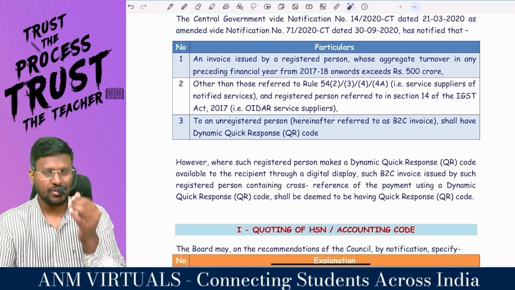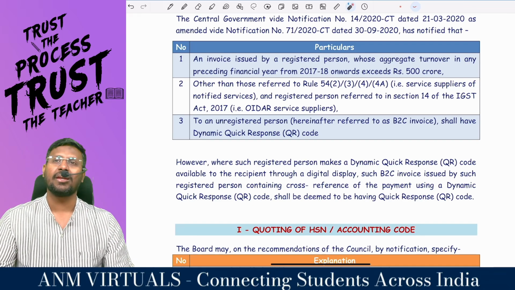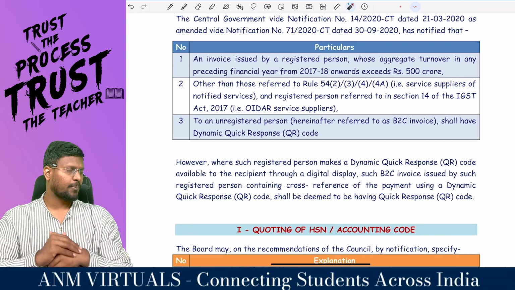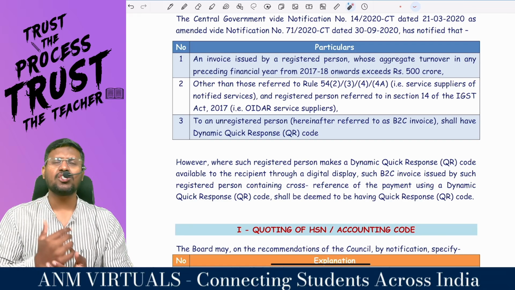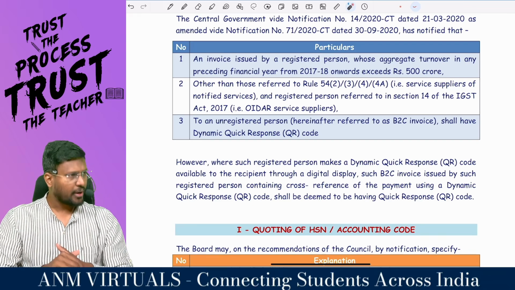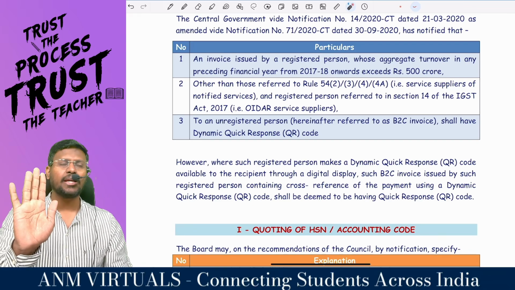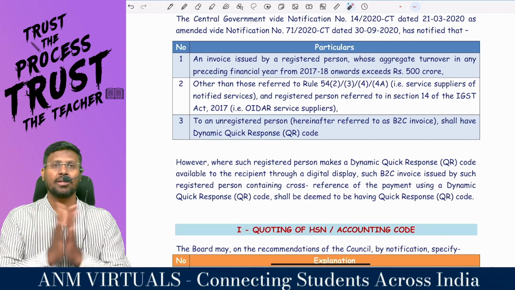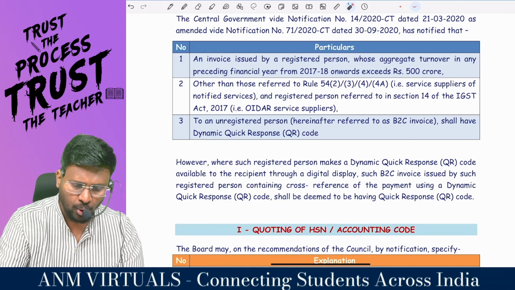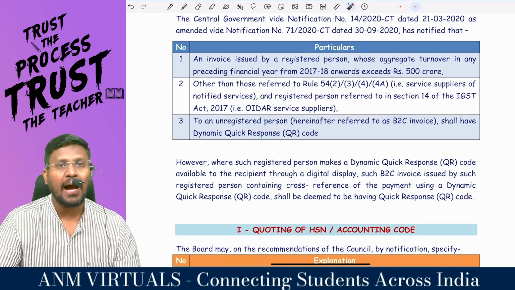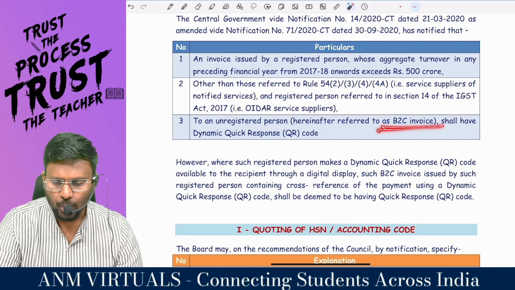The question, a very important question, MCQ will come in the examination: in whose invoice should there be a QR code? You take from financial year 2017-18. If the aggregate turnover exceeds 500 crores, then when they raise the invoice, a QR code should be there. That too, they should raise the invoice to an unregistered person, hereinafter referred to as a B2C invoice.